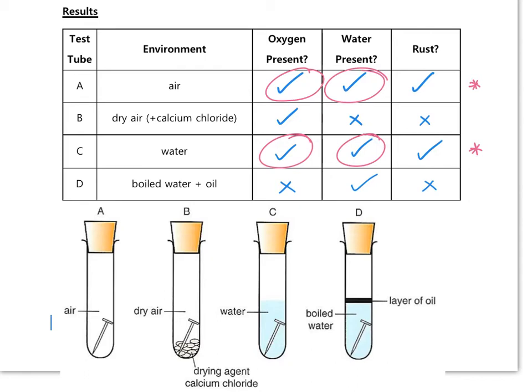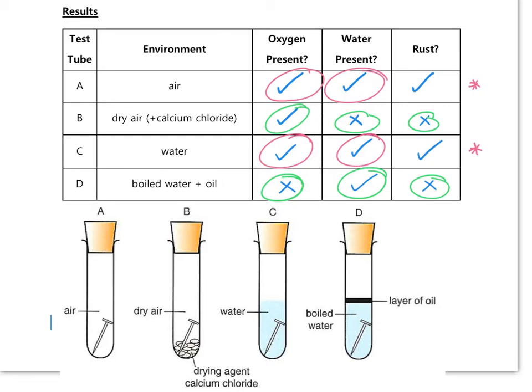But if you look at test tube B, oxygen was present, but water was not present, and so rusting didn't occur. So oxygen by itself is not enough for rusting to occur. Now if we look at test tube D, oxygen wasn't present, water was, but we still had no rusting. So water by itself is not enough for rusting. We need oxygen and water present for rusting to occur.